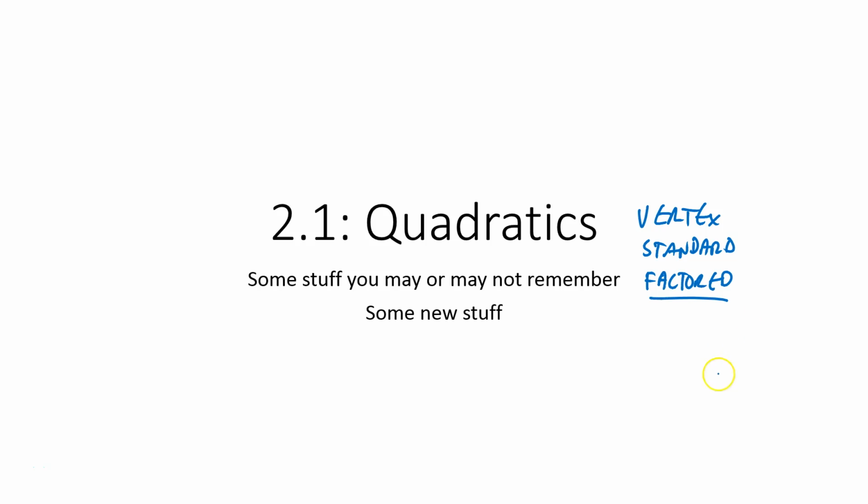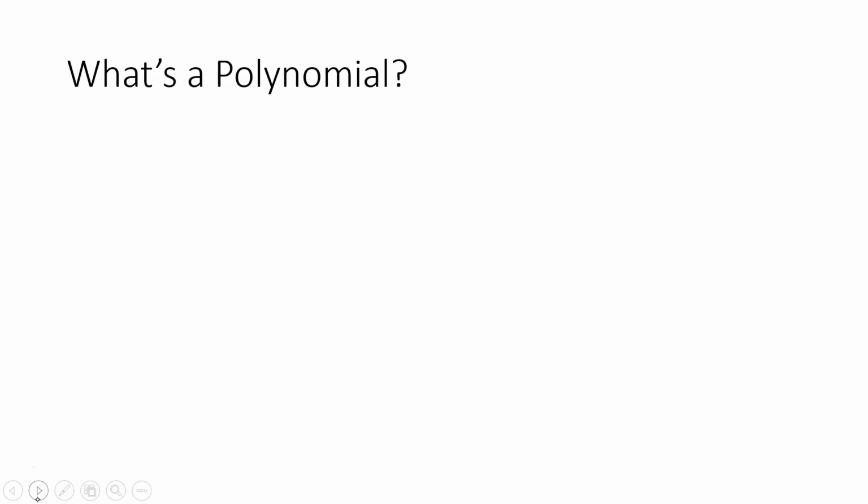So this is really just a lot of stuff that we need to get out of the way before we get into some more complicated things and talk about rational expressions in Chapter 2. All right, let's see what's going on. So first of all, we have to discuss what the heck is a polynomial.